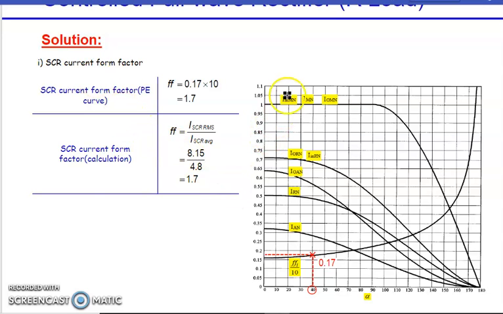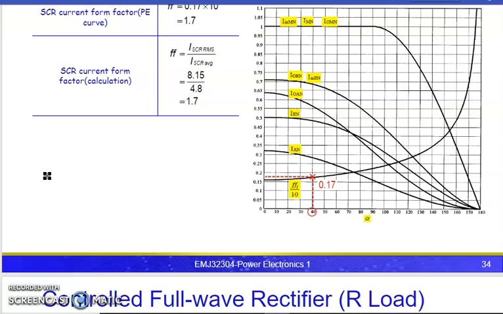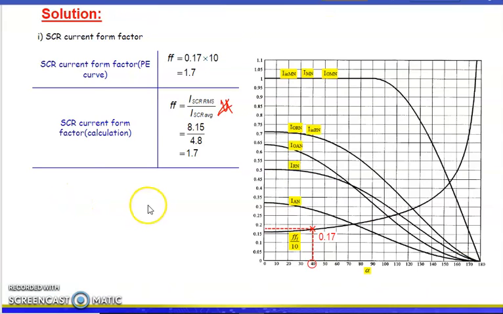Okay, form factor. Next is the form factor. Form factor is the comparison between SCR RMS current compared to SCR average current. So this is our form factor. The curve already compares the two values. It shows that when the alpha increases, the difference between the RMS value and the average value will increase.